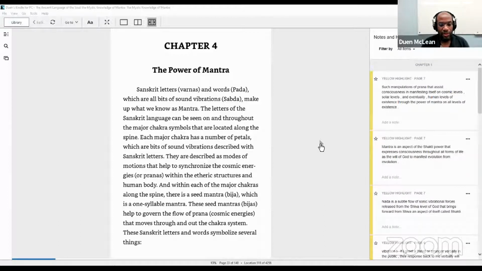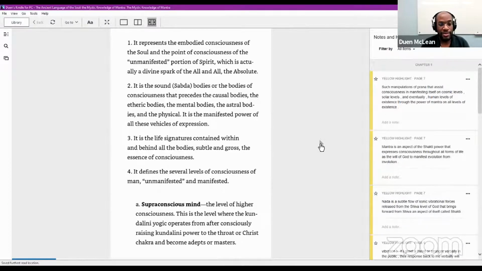These Sanskrit letters and words symbolize several things. One, it represents the embodied consciousness of the soul and the point of consciousness of the unmanifested portion of spirit, which is actually a divine spark of the all in all, the absolute. Two, it is the sound sabda bodies, or the bodies of consciousness that precedes the casual bodies, the etheric bodies, the mental bodies, the astral bodies, and the physical. It is the manifested power of all these vehicles of expression. Three, it is the life signatures contained within and behind all the bodies, subtle and gross, the essence of consciousness.